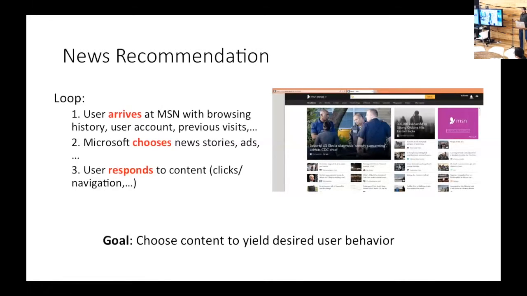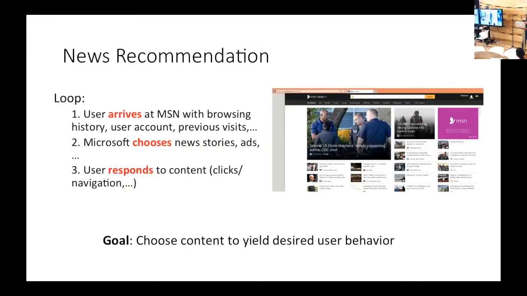And then the user responds. Maybe they read some articles. Maybe they just get bored and leave the website. And you get to observe this signal. The overarching goal of any content recommendation service is to choose content that leads to desired user behavior, whatever you have in mind: improve your long-term engagement, improve user visits, and so on. So that's the high-level setup that we're interested in. I'll spell out more details as we go along.